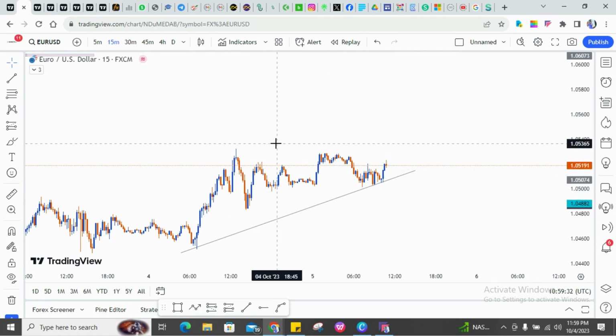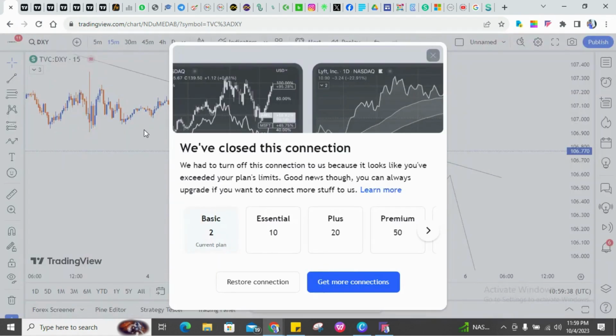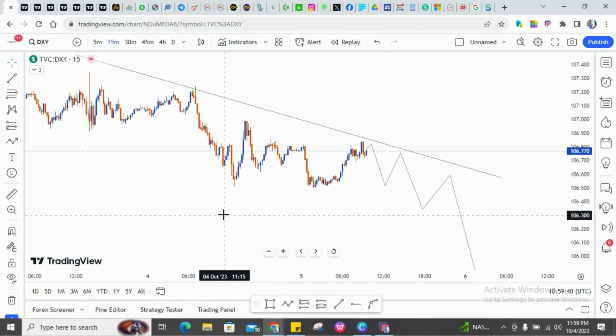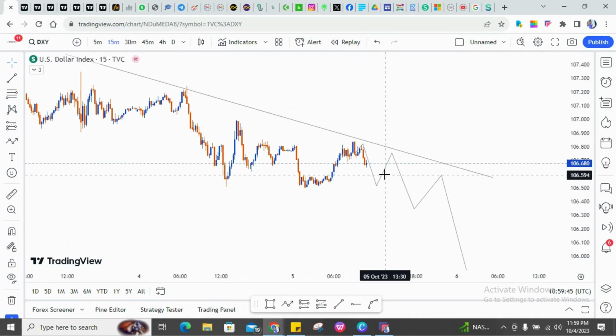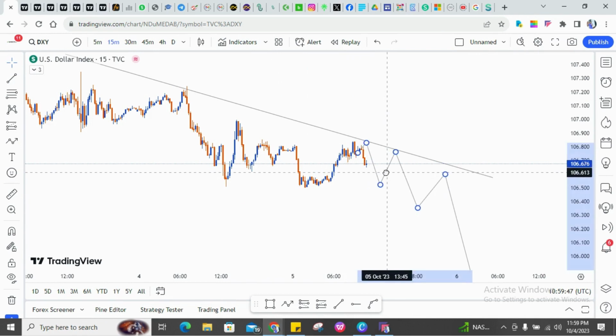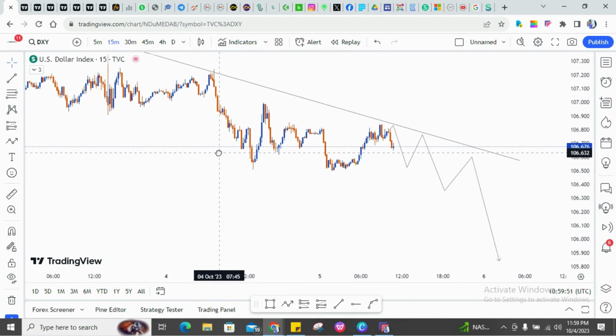I want to ask you guys, are you familiar with DXY? Do you know what DXY means? Dollar index. Now, let me show you. This is the dollar index chart. So this was where I mapped out my signal, my analysis. This was where I got it from. Dollar index.